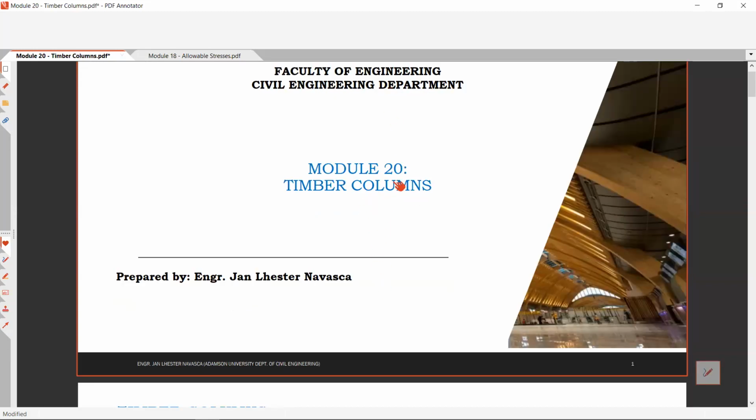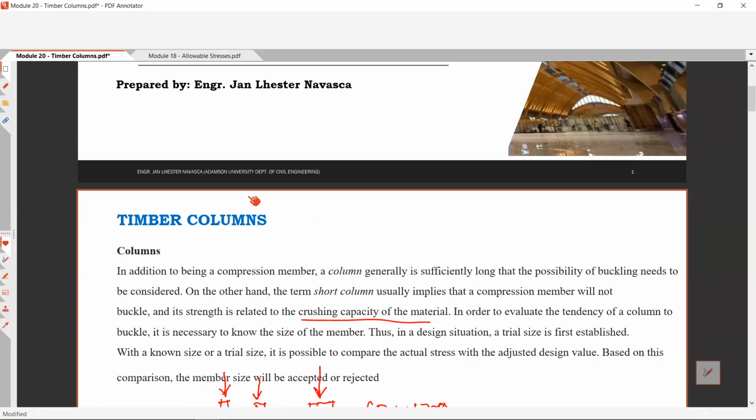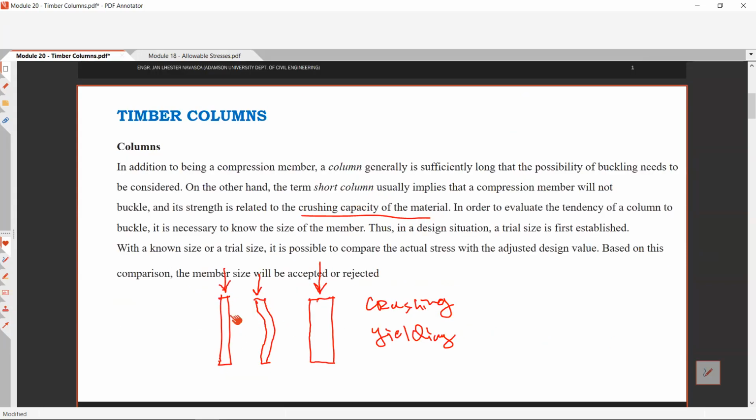For today, our columns may be short or long, right? For a long column, the limit state will be buckling. So it is easier to bend a long column compared to a short column, whereas our short column is under crushing or yielding limit state. Okay?